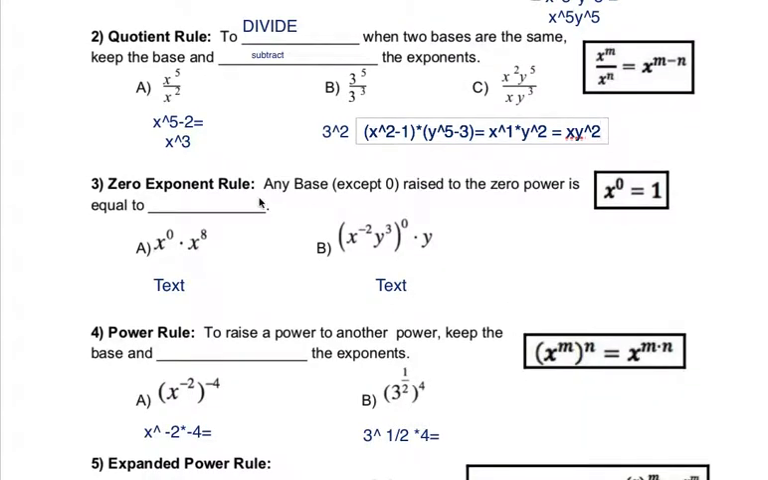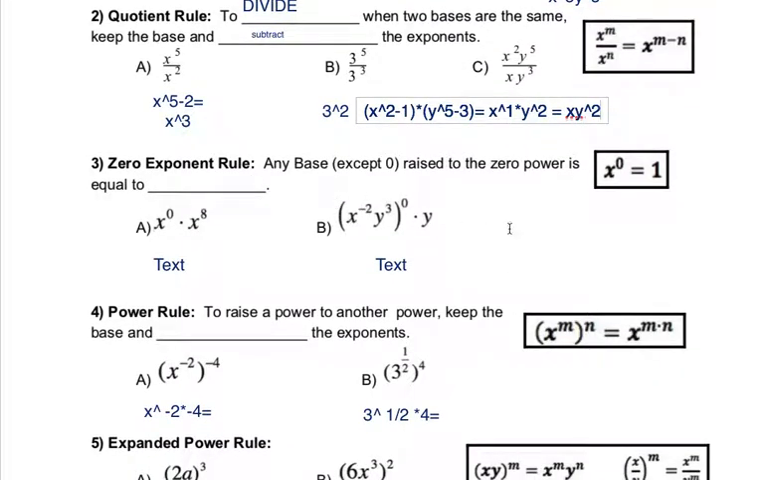In my zero exponent rule, any base except for 0 when raised to a power of 0 equals 1. So this can be like 325 to the 0 power equals 1. But here we're going to use variables just to show what I mean by this.